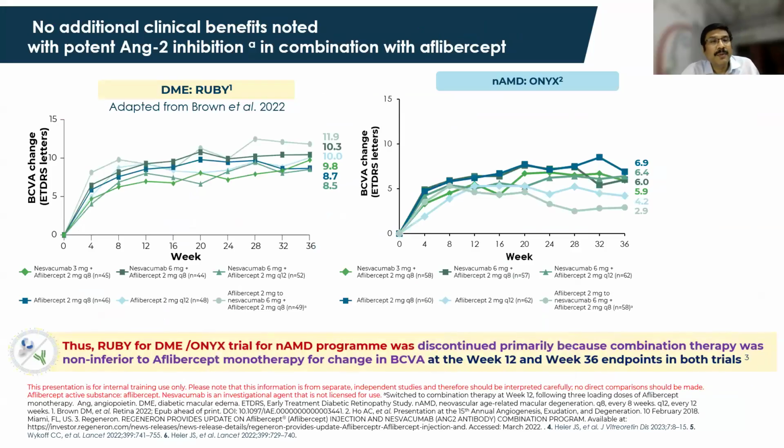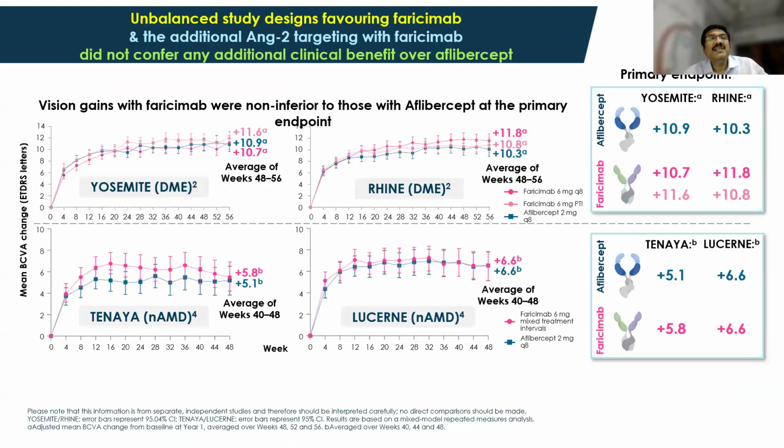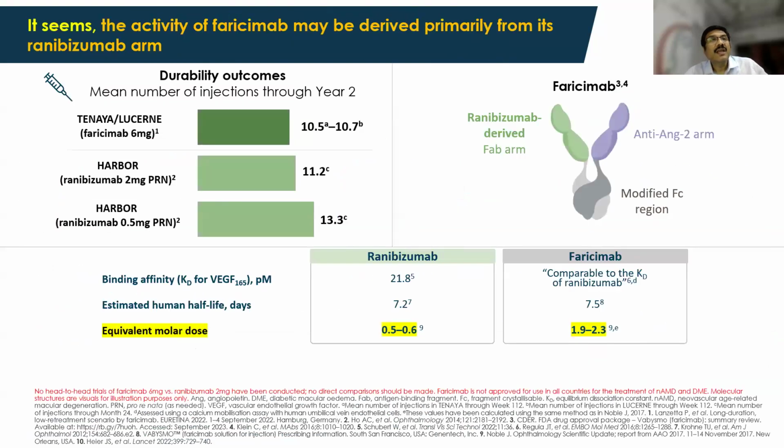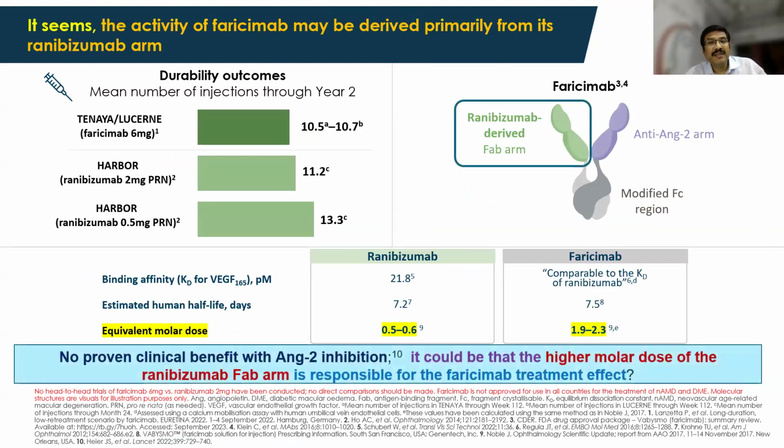Thus, the Ruby trial for DME and the Onyx trial for nAMD programs were discontinued primarily because combination therapy was not superior to aflibercept monotherapy for change in BCVA at week 12 and week 36 endpoints in both the trials. The study designs were unbalanced, favoring faricimab, and the additional Ang2 targeting with faricimab did not confer additional clinical benefit over aflibercept. It seems the activity of faricimab may be derived primarily from its ranibizumab arm. No proven clinical benefit with Ang2 inhibition.